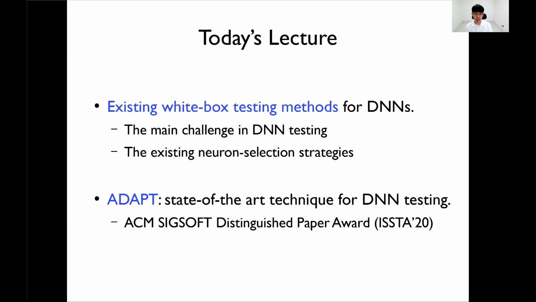More concretely, we will explore neuron selection strategies. Lastly, I will introduce one of the state-of-the-art techniques of white box testing for DNNs called ADAPT. And actually, this paper was selected as the best paper at ISSTA 2020 last year. And I will introduce it in detail because I was a co-author of this paper. Okay, let's start with the general goal of DNN testing.